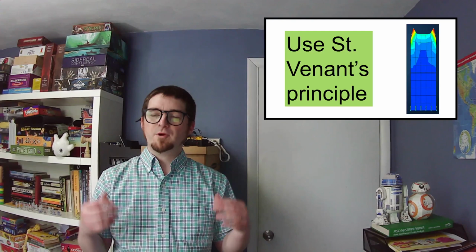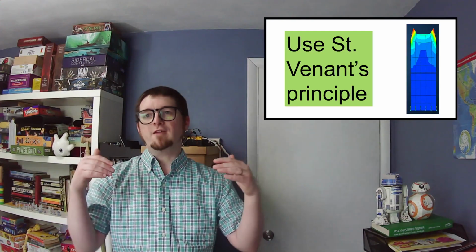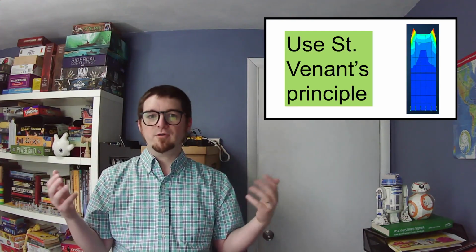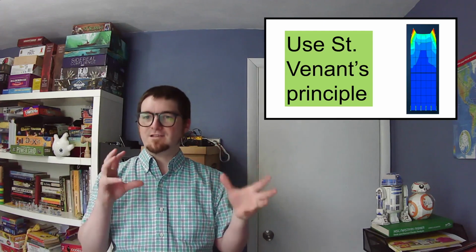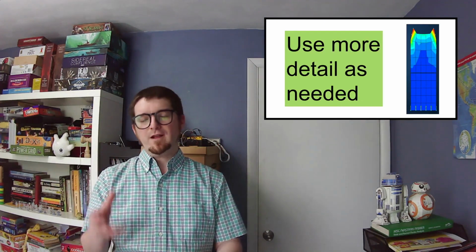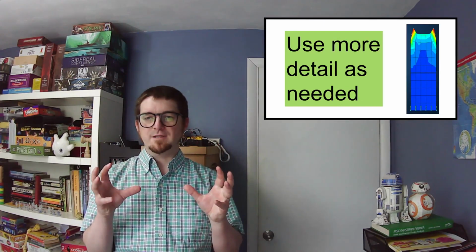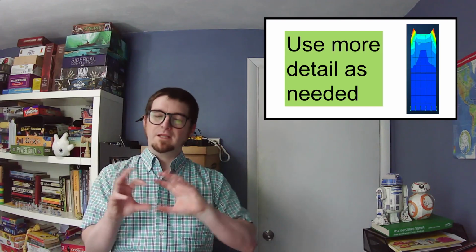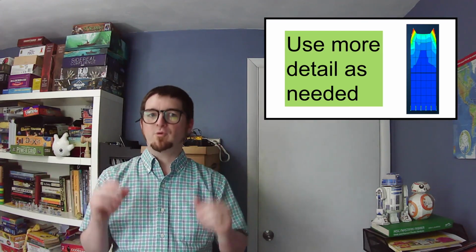Use St. Venant's principle, the idea that the farther that you get from a boundary condition, such as a load or a constraint, the less the details of that boundary condition matter. And finally, if you're choosing between modeling options that all seem reasonable but lead to very different results, you need to add more detail to your model.